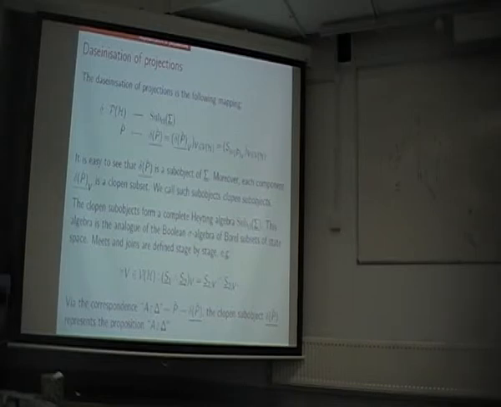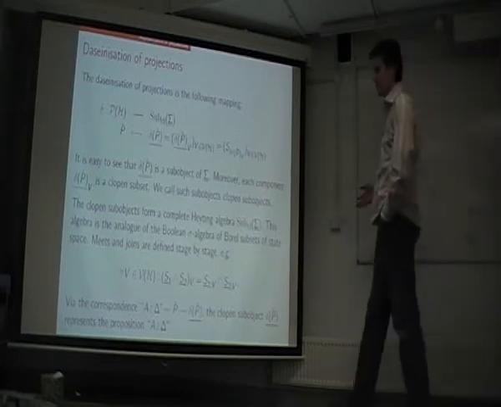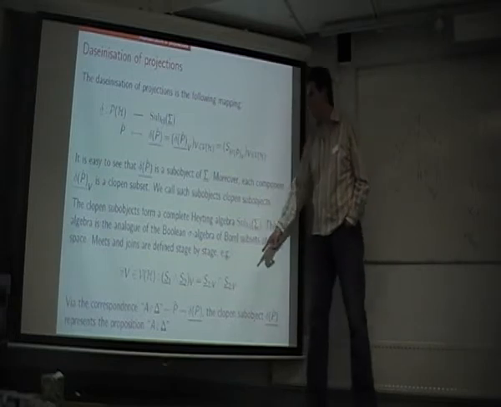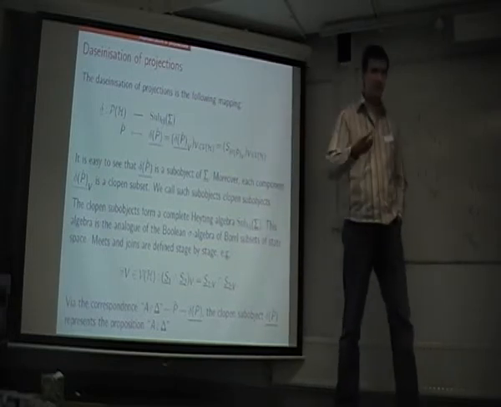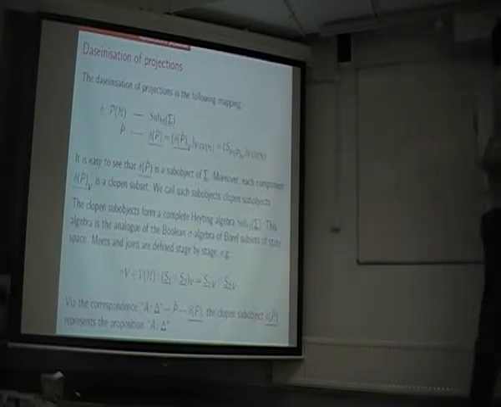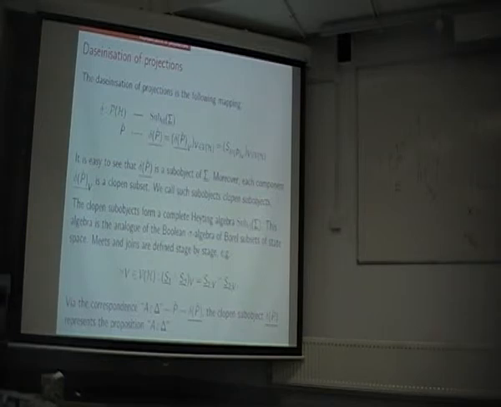So via the correspondence, "A is in Delta" goes to P, goes to delta of P. The clopen sub-object delta of P represents the proposition "A is in Delta". So we have now represented this proposition by something which is, well, like a subset of state space. So it's a sub-object of our state object, the spectral presheaf.